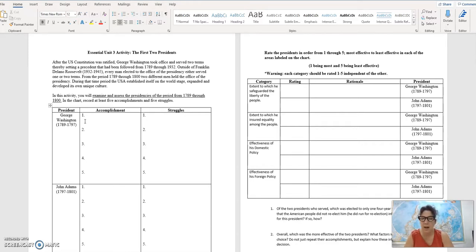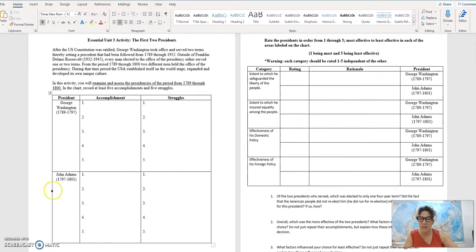Same with struggles. I don't want you to tell me that he was defeated during the French and Indian War by the French at Fort Duquesne. I want you to talk about struggles that Washington had during the context of his presidency. Same with John Adams. John Adams became president in 1797, and you should examine the accomplishments and struggles of John Adams. There are lots of websites on the course page to help you learn about those 2 presidents and some of the important features of each of their administrations. Then on the second page of this worksheet, I want you to rate them. I love rating.